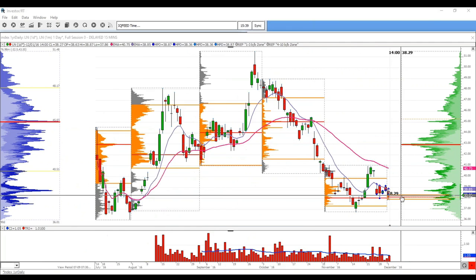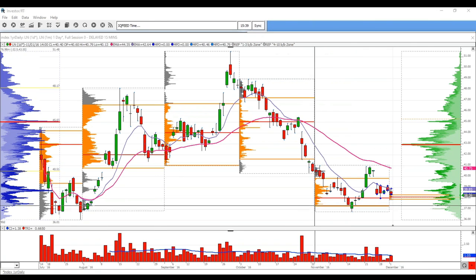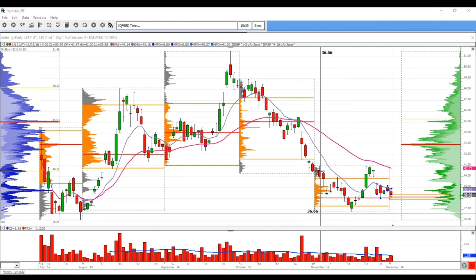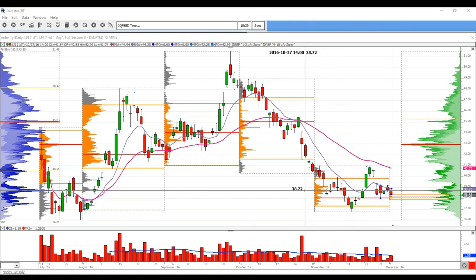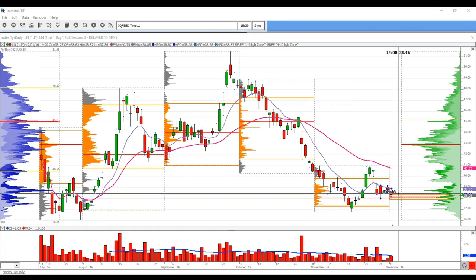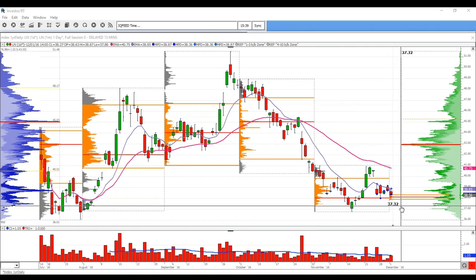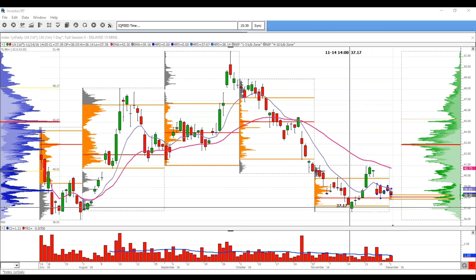You'll notice on this one that the point of control actually is not quite at the bottom, and that there's a little bit of excess, meaning there's a little bit of trade taking place where we had low volume down here. If we can trade above 38.69 and hold that, I think you have a pretty decent chance of moving back towards this 42 level. Again, you could use this low here as a stop and say, hey, if we trade back below that, then I'm out.